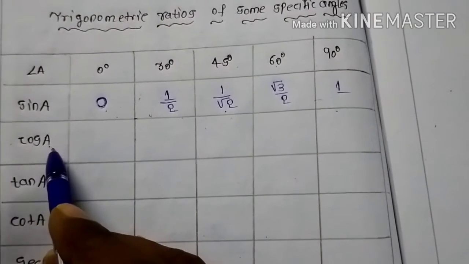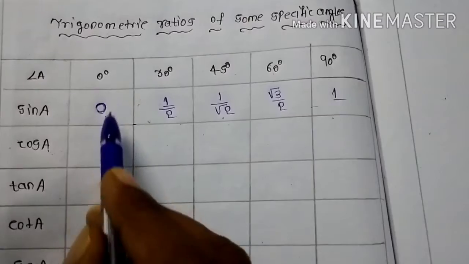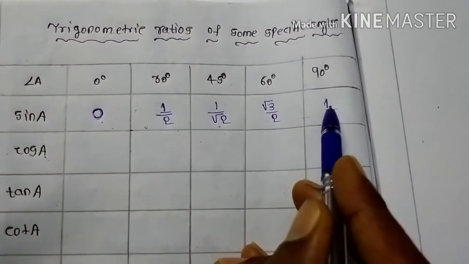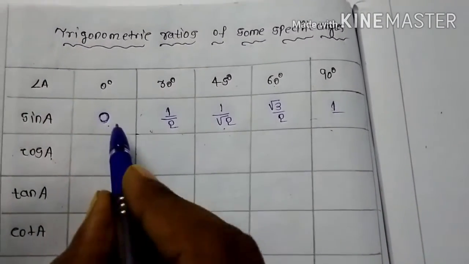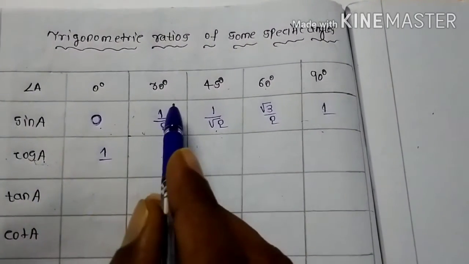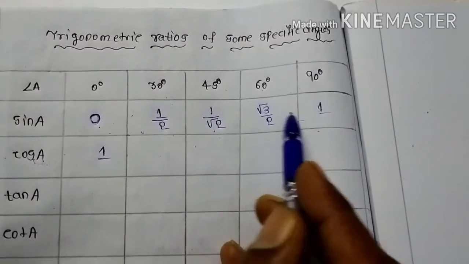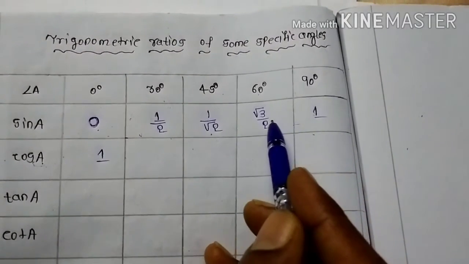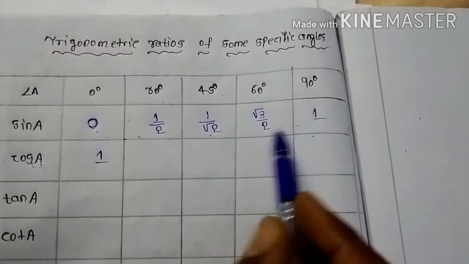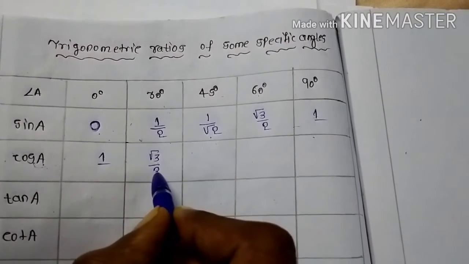Next, cos A. How can you represent cos A? See here, cos 0 will be equal to sin 90. That means you can write 1. Next, cos 30 will be equal to sin 60. Just rewrite it in reverse order. See here, it will be 1, and next it will be root 3 by 2.